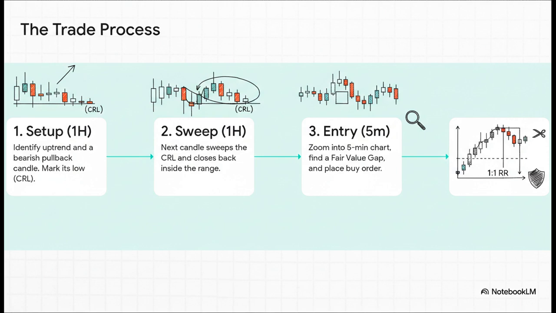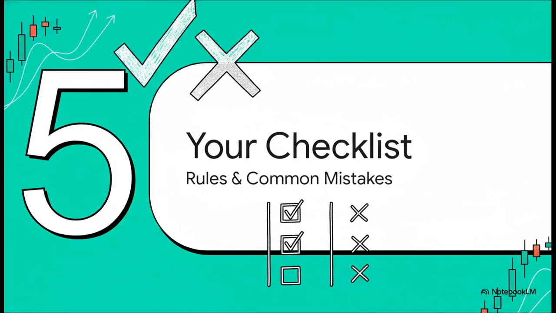It all starts on the 1-hour time frame. First, we spot that red bearish pullback candle, and we mark its low. Then, boom, the next candle gives us that perfect, valid sweep, closing back inside the range. That's our cue to immediately dive into the 5-minute chart, where we find our fair value gap for a super precise entry. And finally, once we're in the trade, we manage it like a pro by taking those partial profits to make it risk-free.